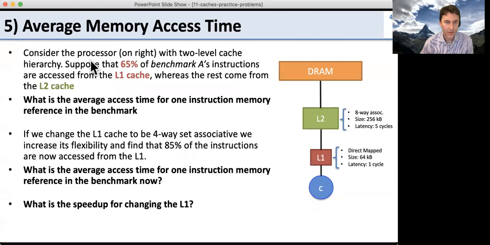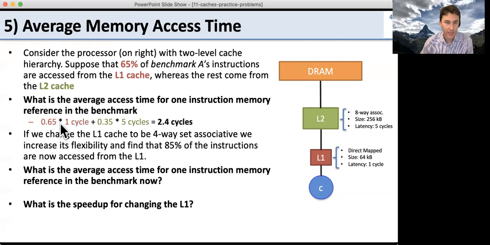Okay, let's go through this. So we've got a processor with 2 levels of cache here, level 1 and level 2, and 65% of the time it finds the data here, and the rest of the time it finds it here. So the question is, how long does it take to access memory? Well, we can calculate this. 65% of the time it takes 1 cycle to access this cache, and the remainder, 35% of the time, it takes the 5 cycles to get up here. So 2.4 cycles on average.